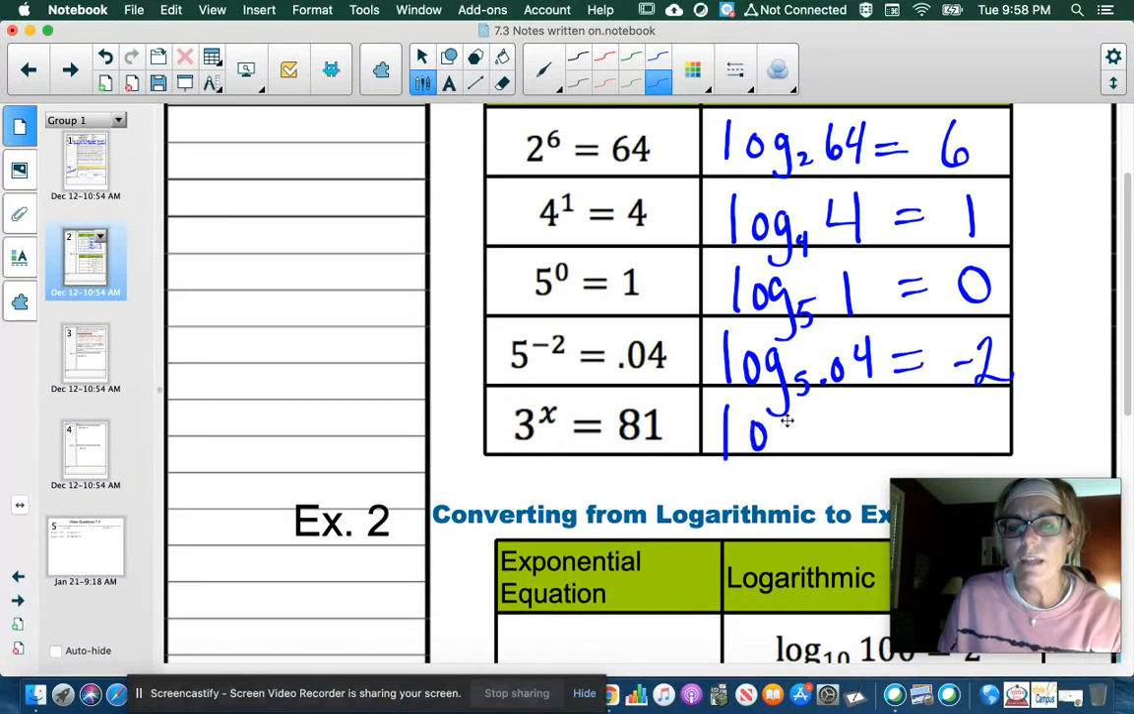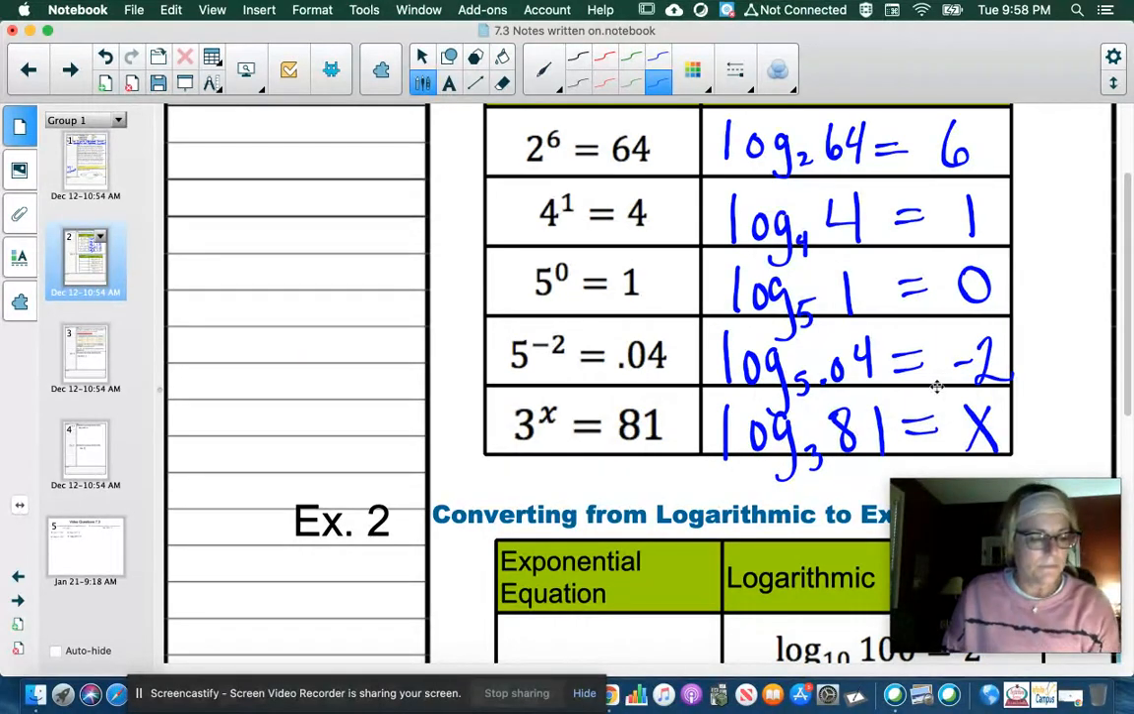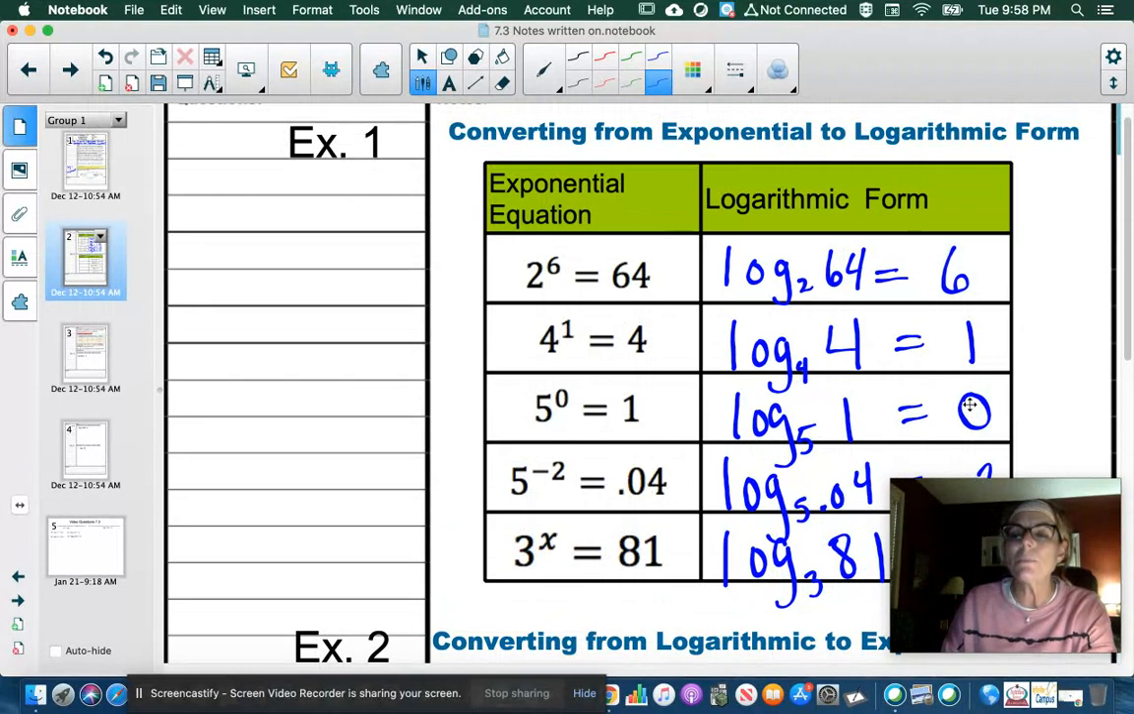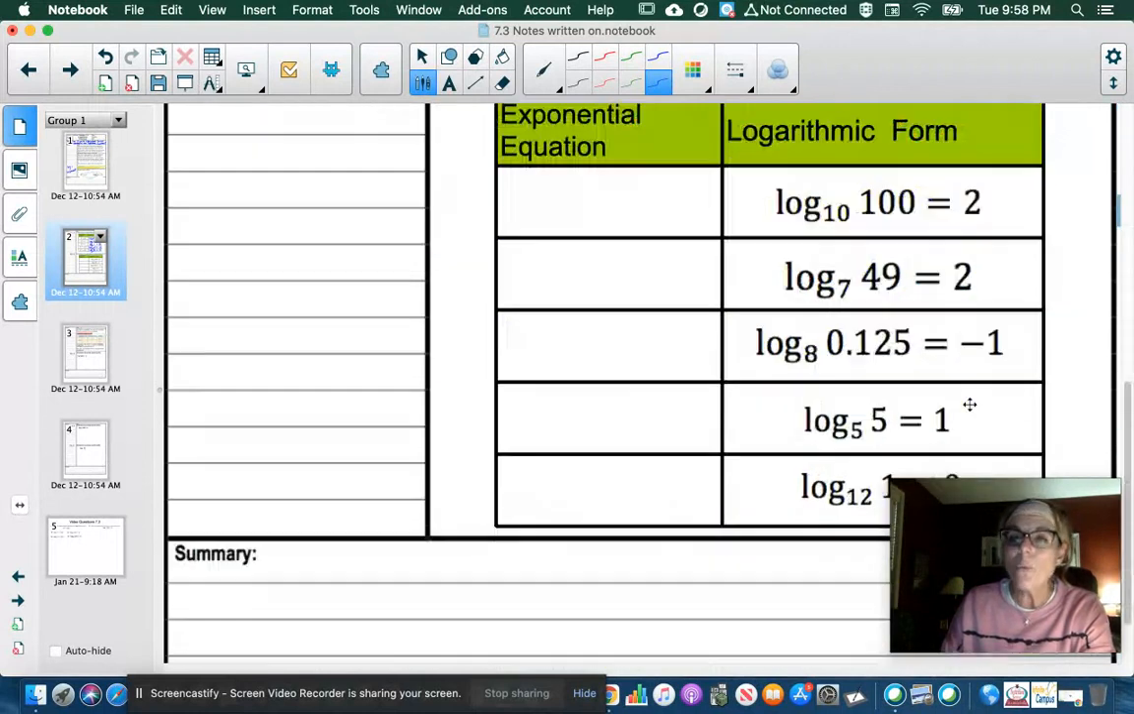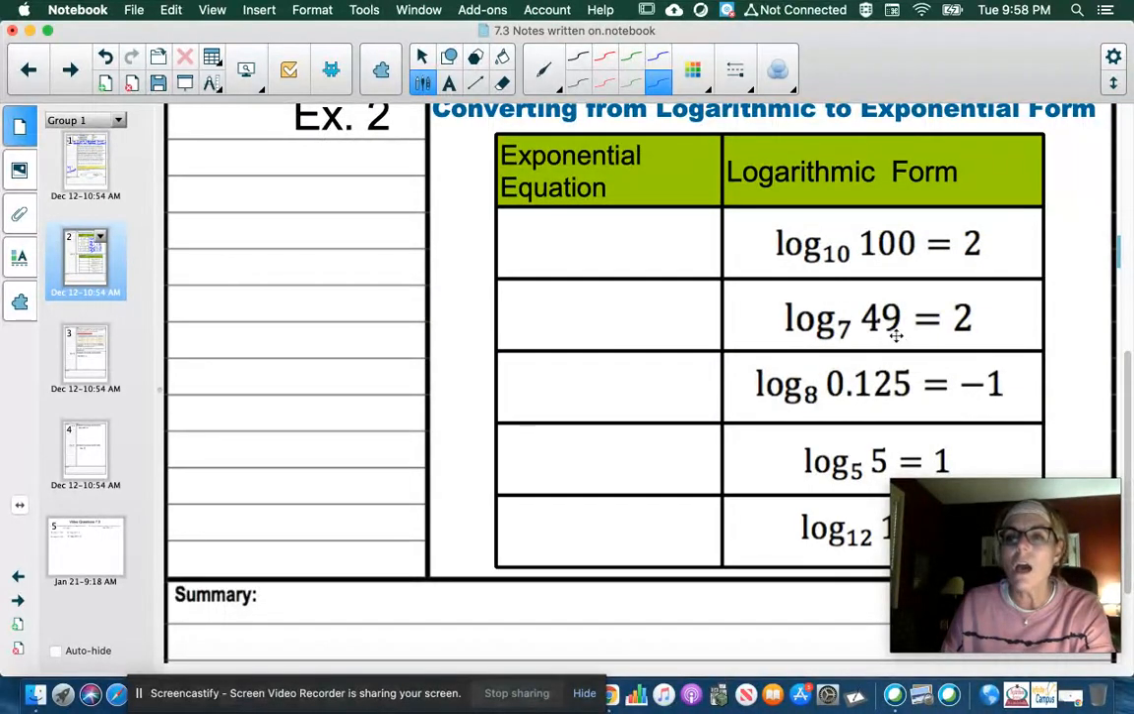And again, log, base is 3, leave an opening there, equals the exponent, 81. All right, just double checking that everything looks good, and everything looks good. So we just went from exponential to log. Now we're going to go from log back to exponential.